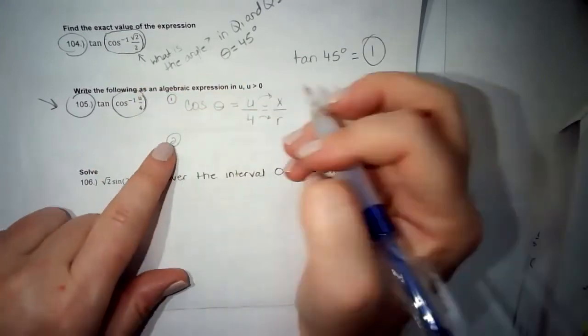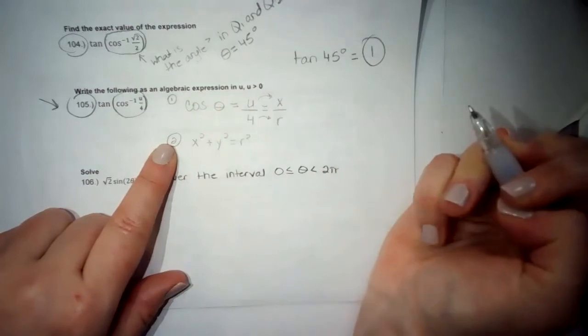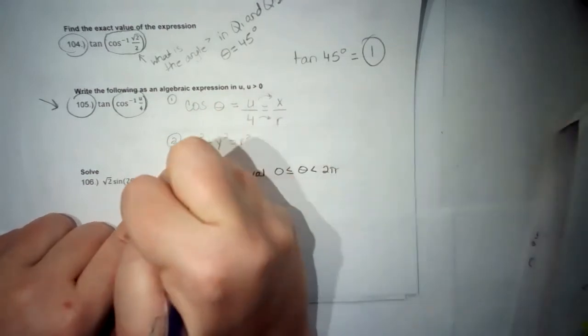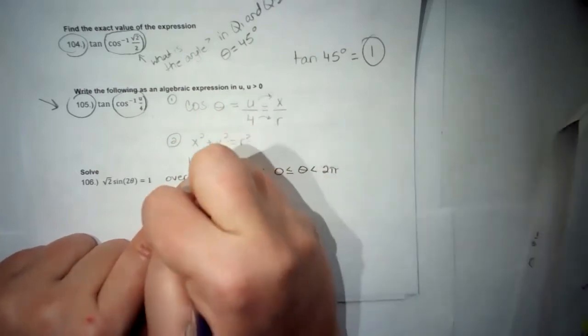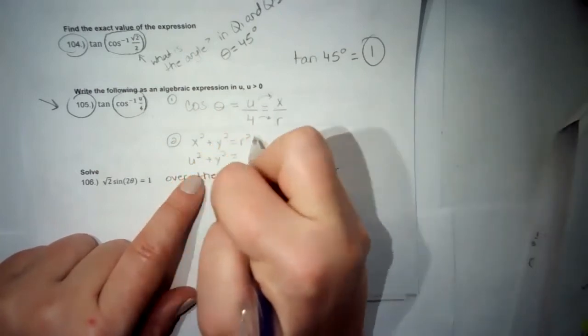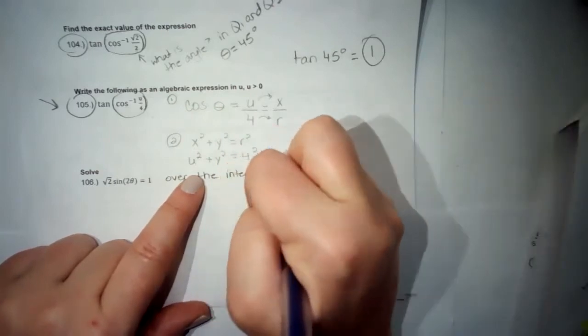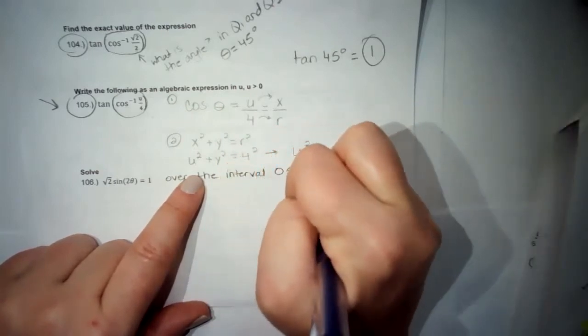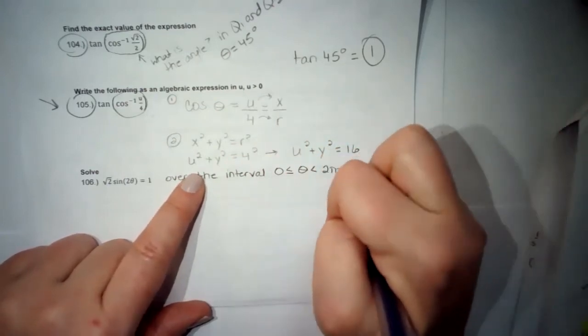Second step, we're going to use our x squared plus y squared equals r squared. Okay, we're going to plug in what we know. X squared is now u squared. R squared is now 4 squared. So this is u squared plus y squared equals 16. And we're going to solve for y.